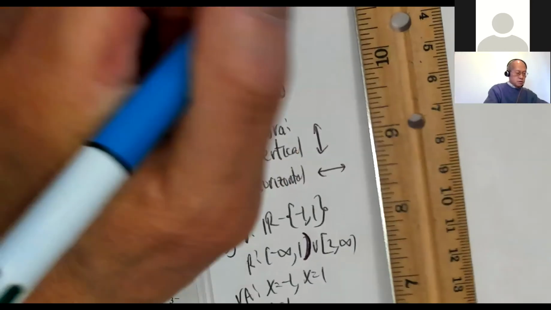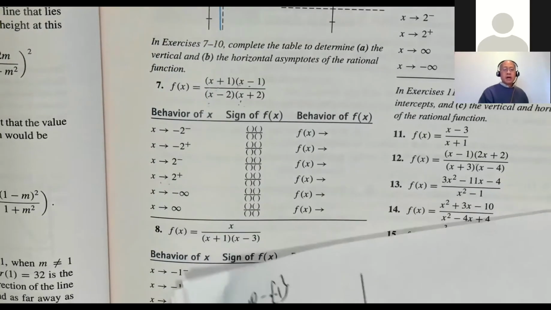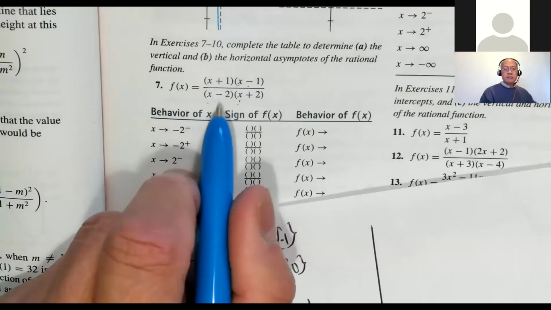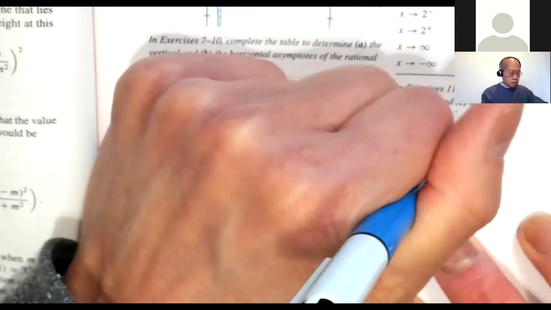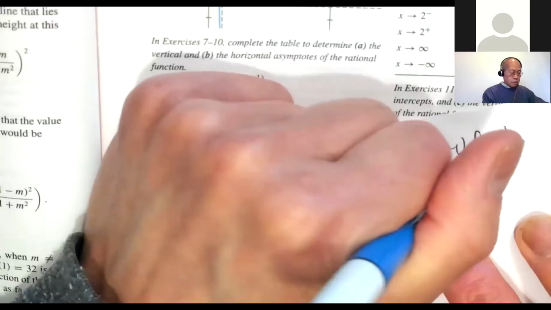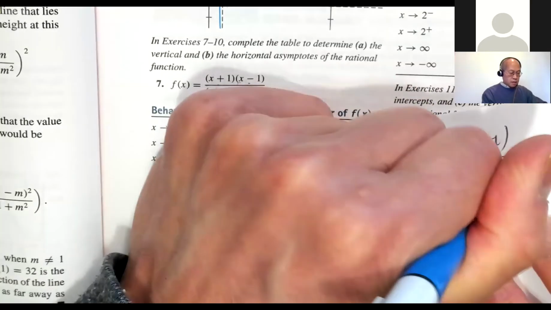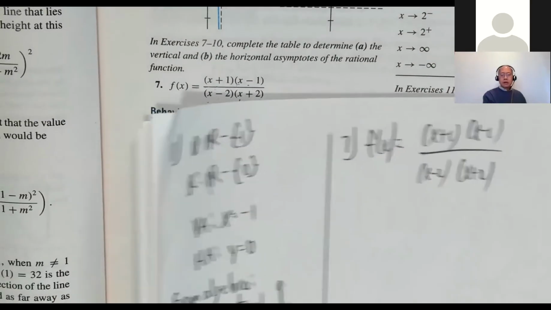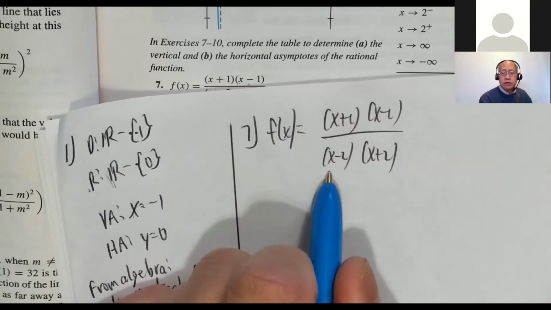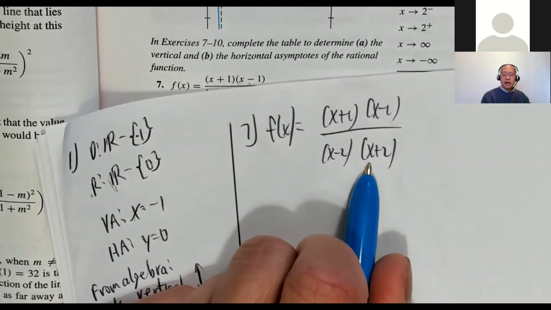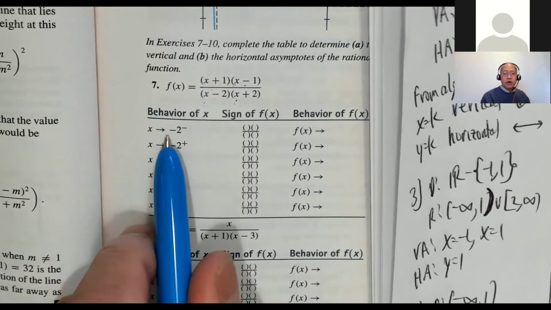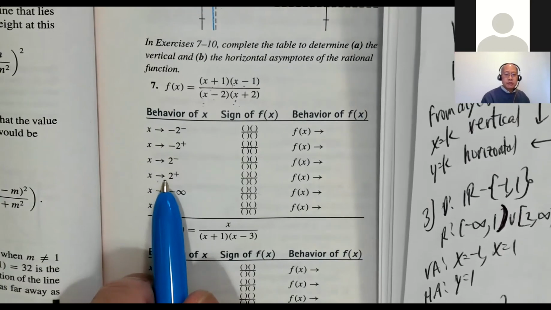7. 7 for you. f of x equals x plus 1, x minus 1, whatever. Okay. So let me write this down for you. x plus 1, x minus 1 over x minus 2, x plus 2. Okay, you can tell right away x equals 2 is not allowed. x equals -2 is not allowed. Okay, so that's the reason why. Notice you have -2 and +2 here.